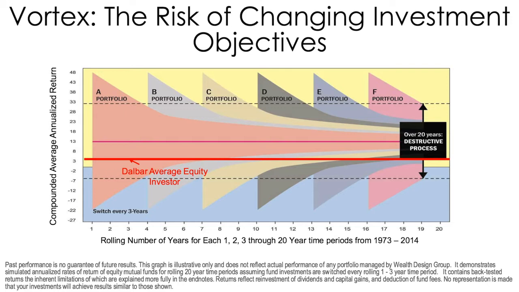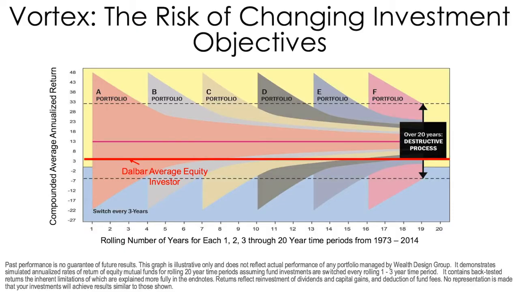Portfolio A here has a lot of volatility in this tornado early on. In other words, you can have very high returns up or very low returns. But over time, and we're measuring this by rolling time periods in years, that risk gets out of the portfolio.